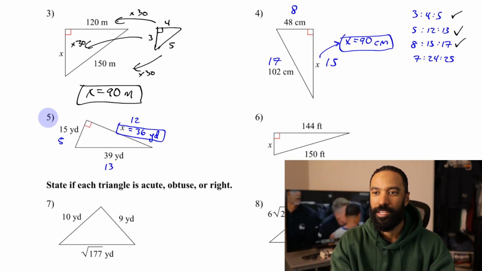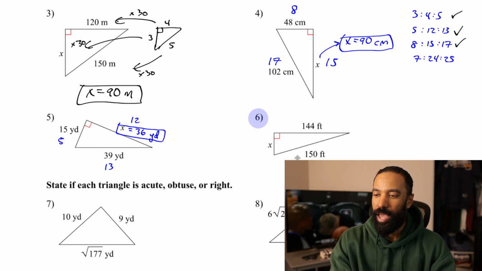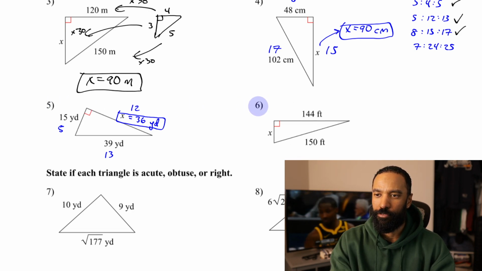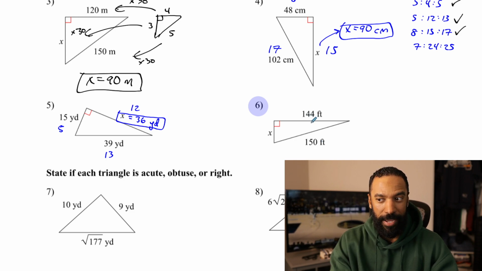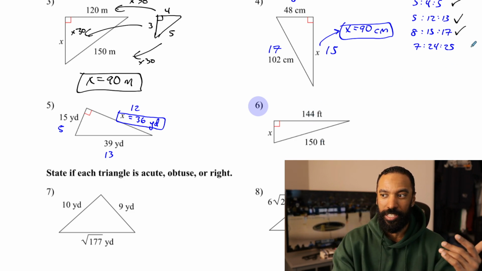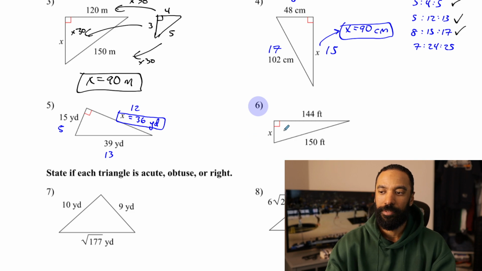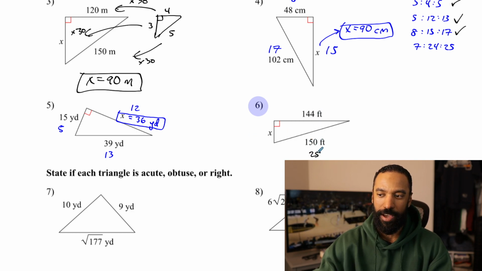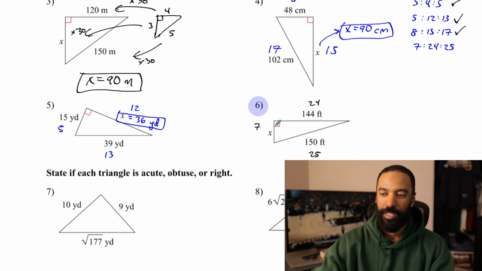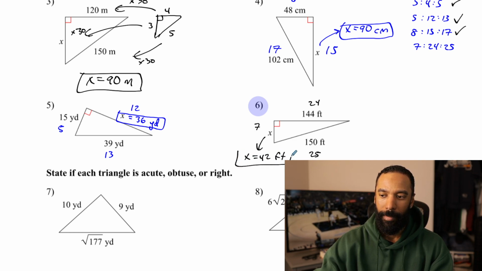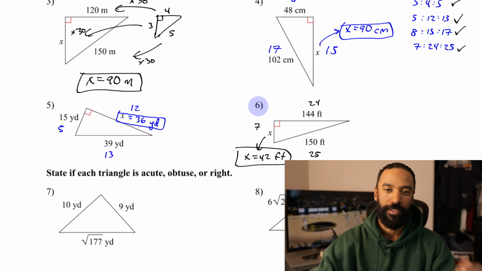Anyway, let's look at number 6. X, the unknown, and we've got 144 and 150. Well, they're separated by 6. I'm imagining I can divide it by 6. And given that this is probably the last one that we have here, 150 divided by 6 is indeed 25. And this would be 24, if that's all told. So this must be the 7. 6 times smaller. Let's make it 6 times larger. X must be 42 feet. And that covers the 7, 24, 25 Pythagorean triple.